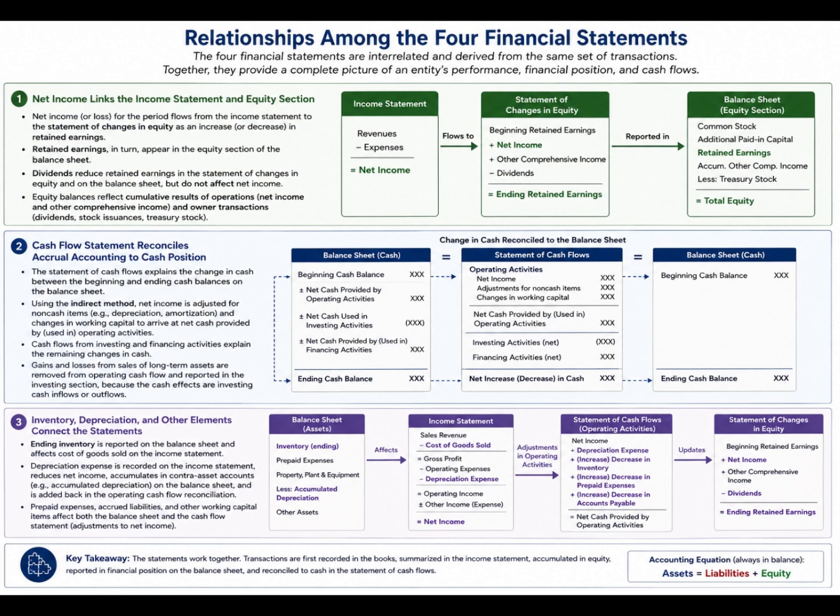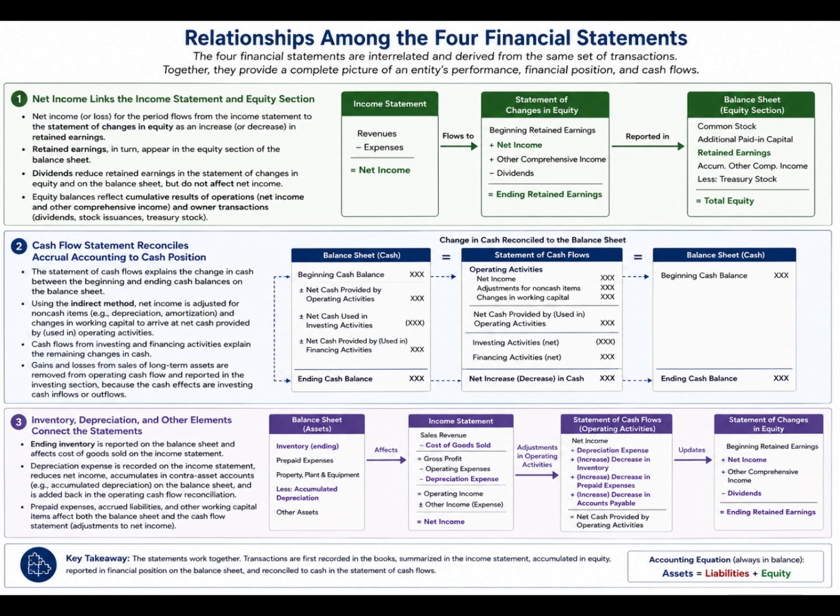Cash flow statement reconciles accrual accounting to cash position. Beginning and ending cash balances on the balance sheet are reconciled through operating, investing, and financing activities. The indirect method adjusts net income for non-cash items and working capital changes. Gains and losses from asset sales are removed from operating activities because their cash effects appear in investing activities.